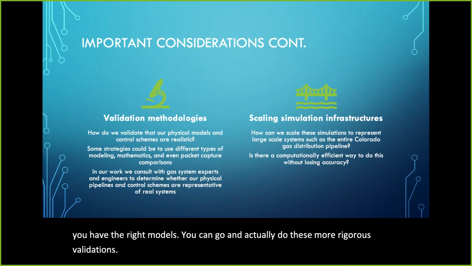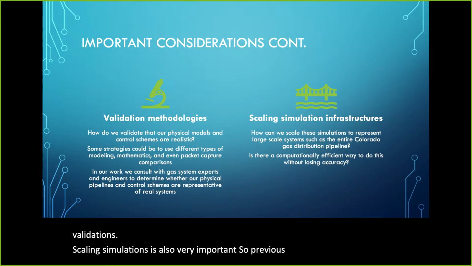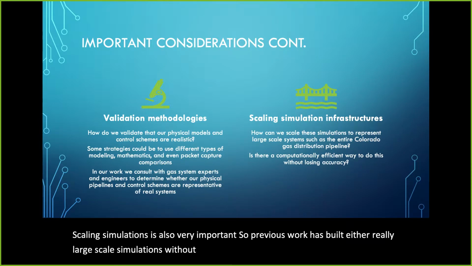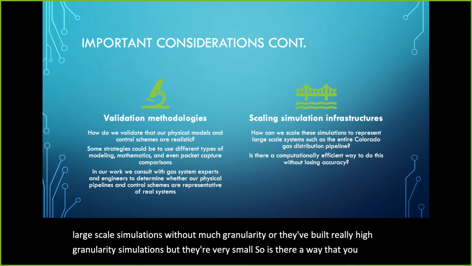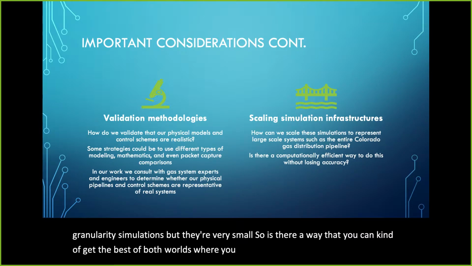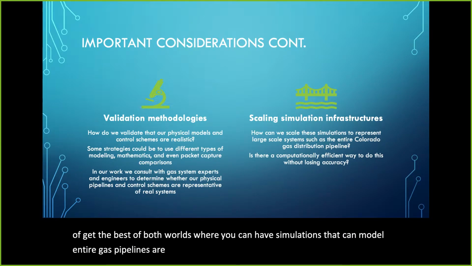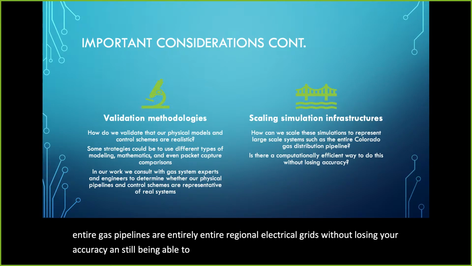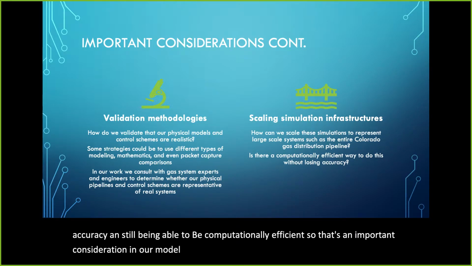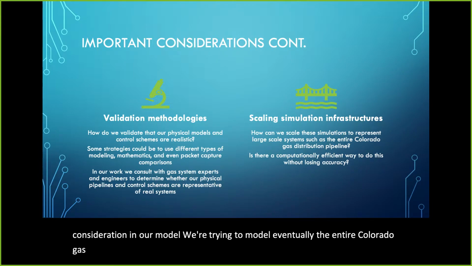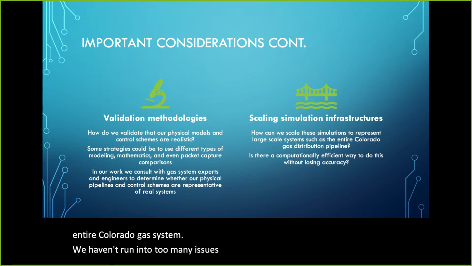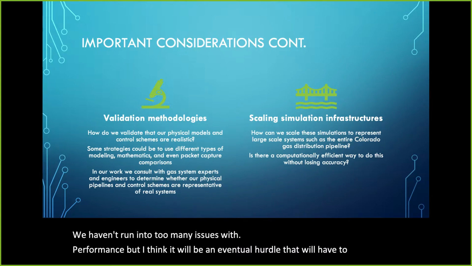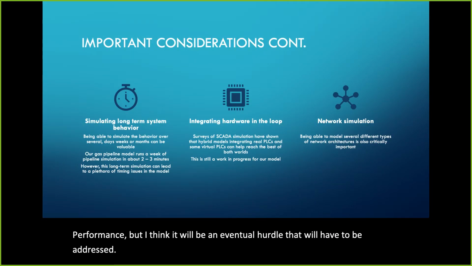Scaling simulations is also very important. Previous work has built either really large-scale simulations without much granularity, or they've built really high granularity simulations, but they're very small. So is there a way that you can get the best of both worlds, where you can have simulations that can model entire gas pipelines or entire regional electrical grids without losing your accuracy and still being computationally efficient? So that's an important consideration. And in our model, we're trying to model eventually the entire Colorado gas system. We haven't run into too many issues with performance, but I think it'll be an eventual hurdle that will have to be addressed.